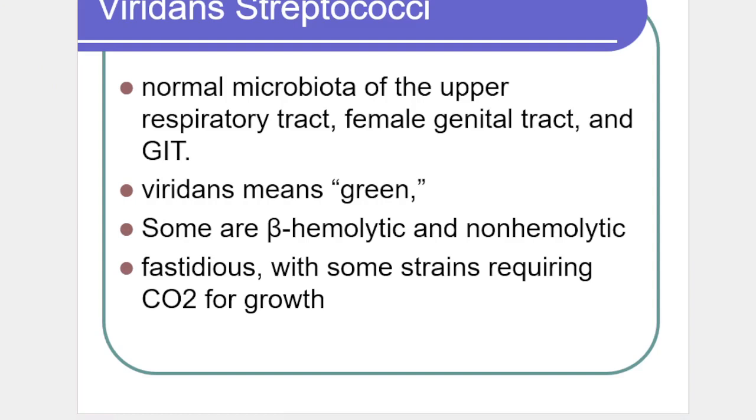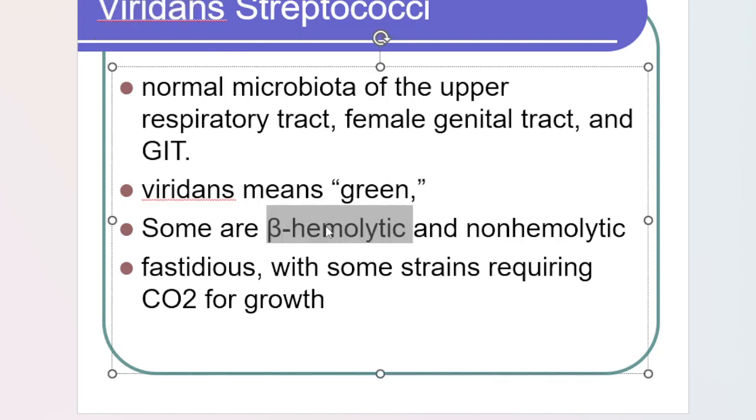Okay, for viridans streptococci naman. So these are normal flora of the upper respiratory tract, female genital tract, and the gastrointestinal tract. Viridans means green, kaya nga alpha hemolytic din sila. However, some are beta hemolytic and others are non-hemolytic. As normal with Streptococcus, these are fastidious. They need additional requirements for growth. Okay? So, some strains require CO2 for growth.